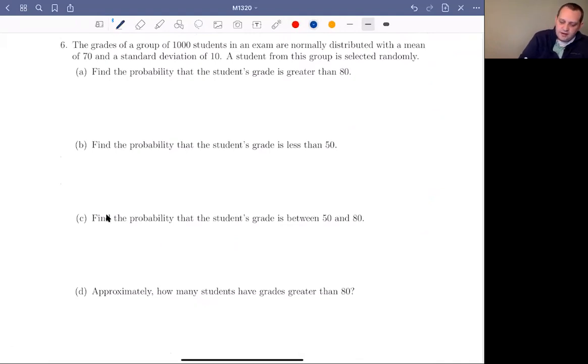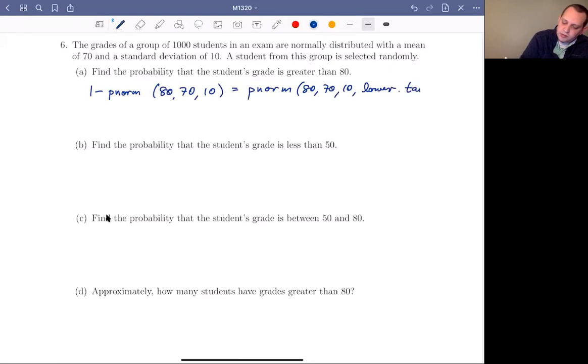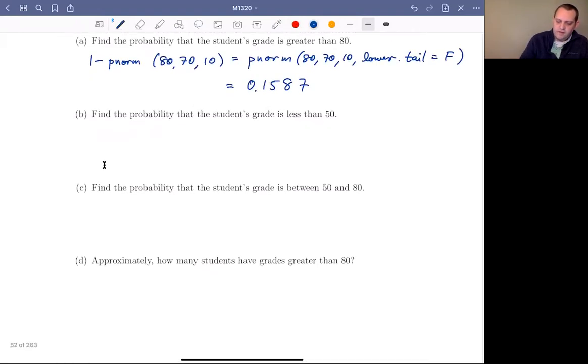One way to do this is to do 1 minus pnorm of 80, 70, 10. Another way to do this is to do the pnorm function, 80, 70, 10, but now we want the upper tail. So we would do lower.tail equals FALSE, or just equals capital F. And when we do that, we're going to end up with 0.1587. Okay, so 0.1587. Okay, and that's it. We're done.